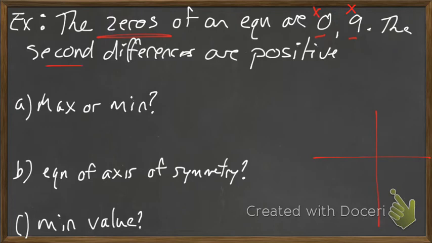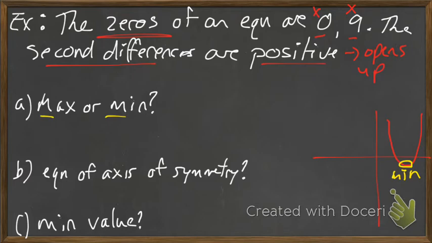The second differences are positive. Second differences being positive means our orientation opens up. So if I were to draw a quick graph, it would maybe look something like that, okay? Based on that, we know that this optimal value is going to be a min. And that will probably come up later in the question.